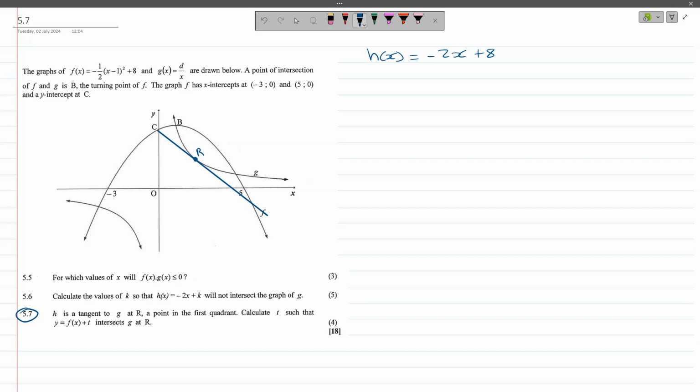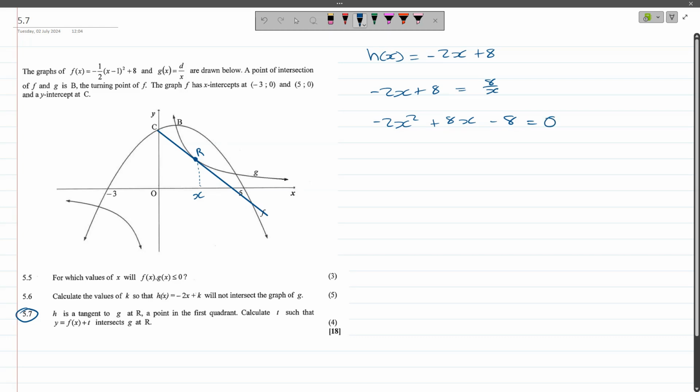k. Cool. So now that we've gotten our equation for h, let's equate it to the hyperbola. So minus 2x plus 8 is equal to 8 over x, such that we can find what this x value here is. Multiplying everything by x, we get minus 2x squared plus 8x, and then that 8 that's left, bring it to the other side, we have 0. Divide everything by minus 2, we get x squared minus 4x plus 4.